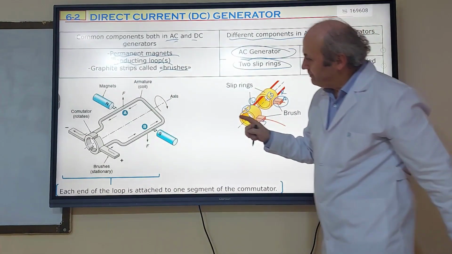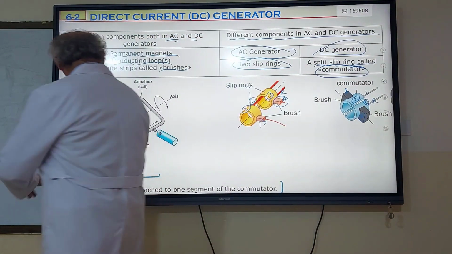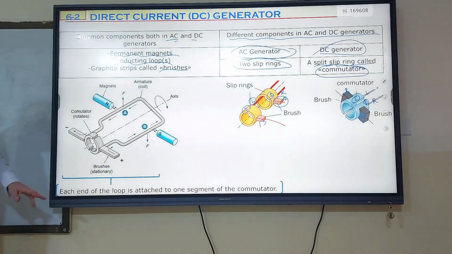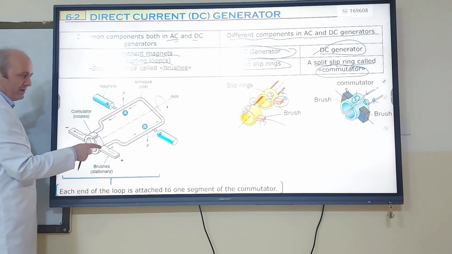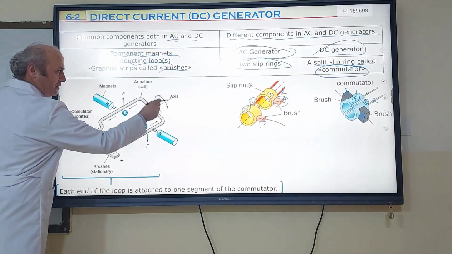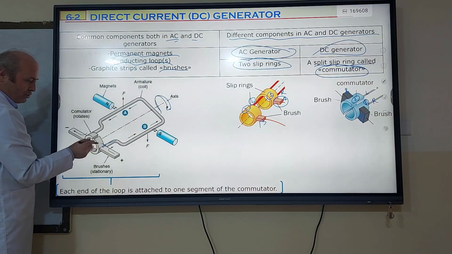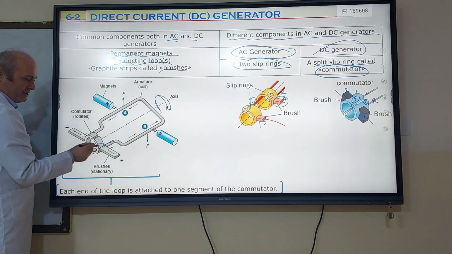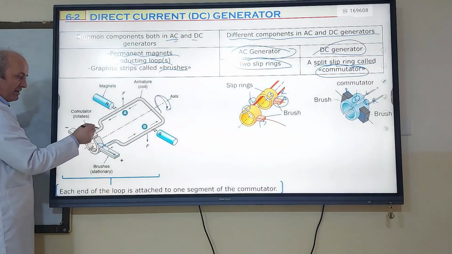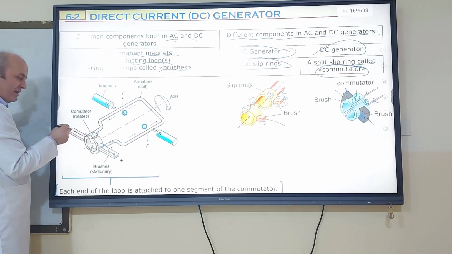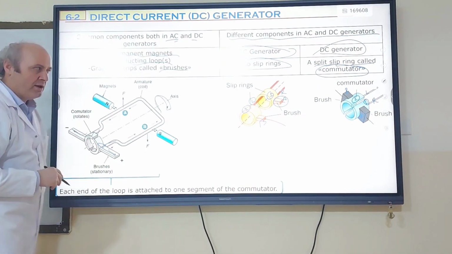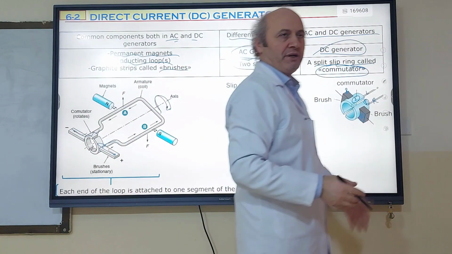Each end of the loop is attached to one segment of the commutator. As you see here, the loop is rotating clockwise, and the right end is attached to one segment of the commutator, which is attached to brush A. The left end is attached to the other segment of the commutator, which is attached to the other brush. But why do we use this commutator?